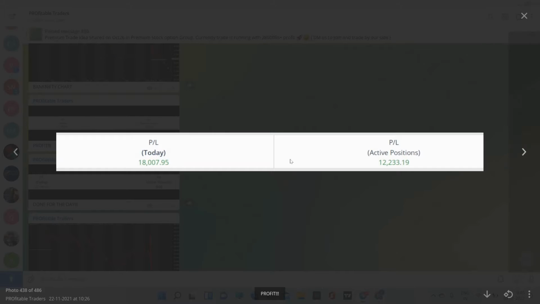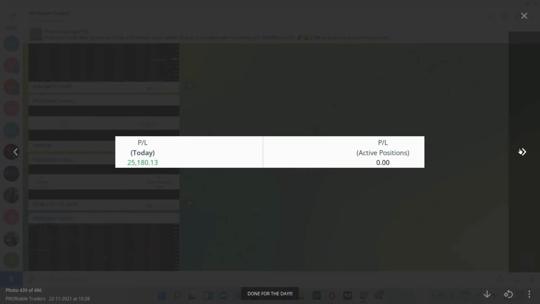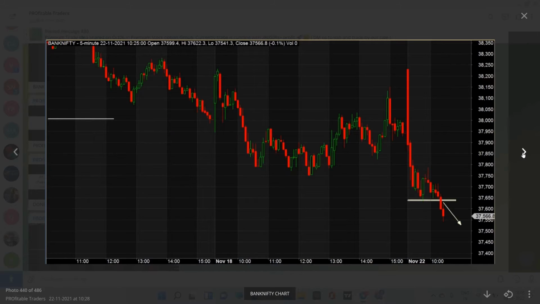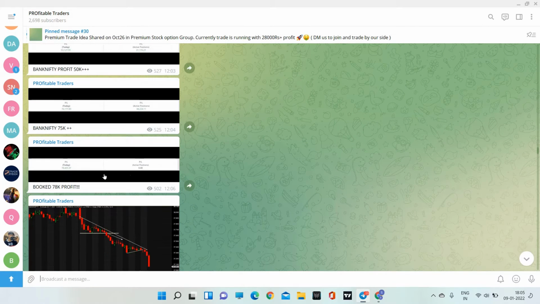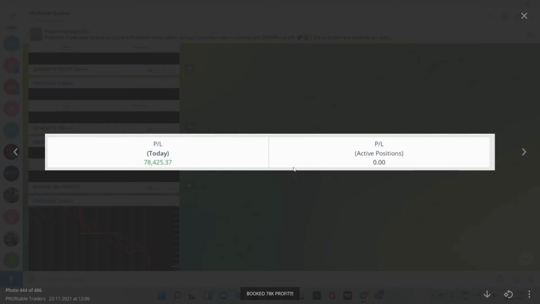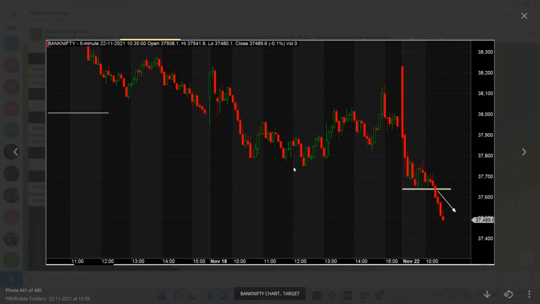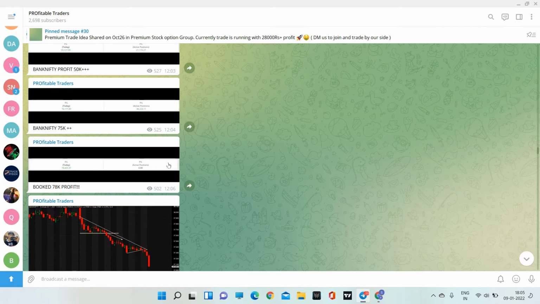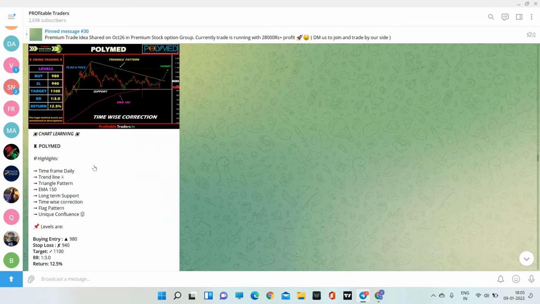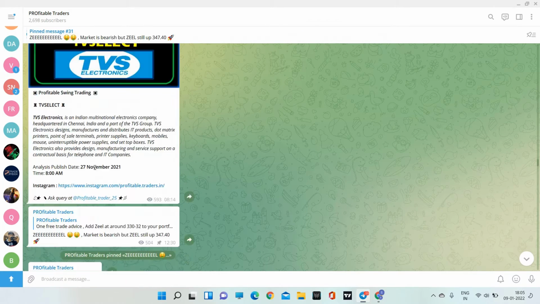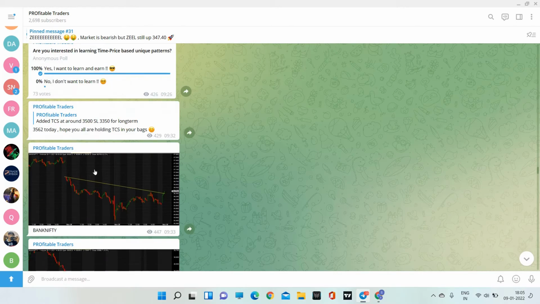Okay, some of these are the daily P&L screenshots. Then you can see here again some Bank Nifty, all of the stock. 78,000 profit has been booked, again 76, 53,000, and that's how you can do it. Just want to show you another thing.